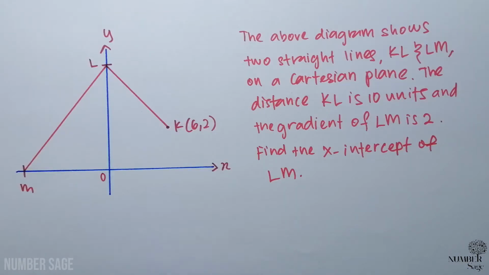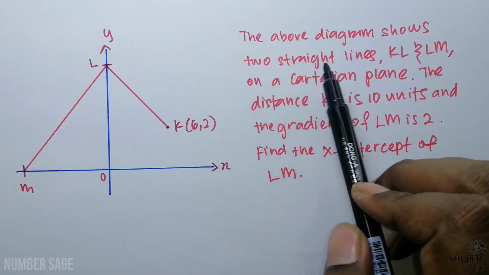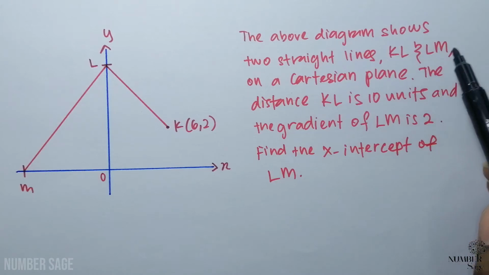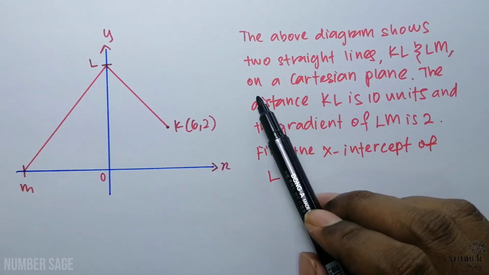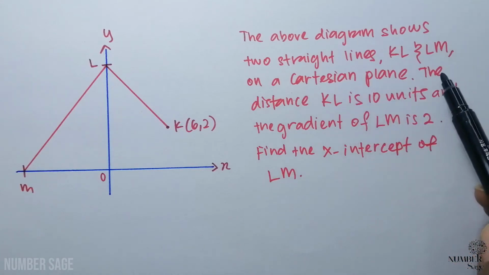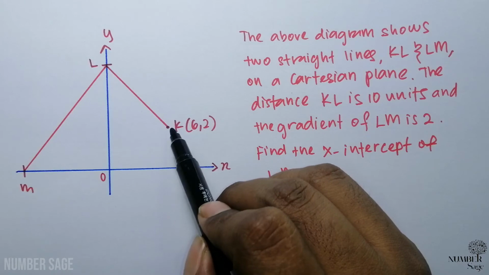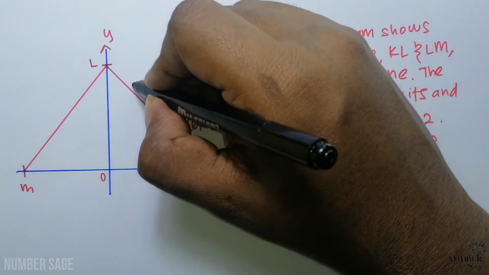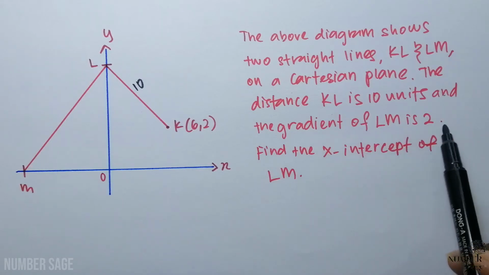Now let's look at another question. The above diagram shows two straight lines, KL and LM, on a Cartesian plane. The distance KL is 10 units. So K to L is 10 units. And the gradient of LM is 2.